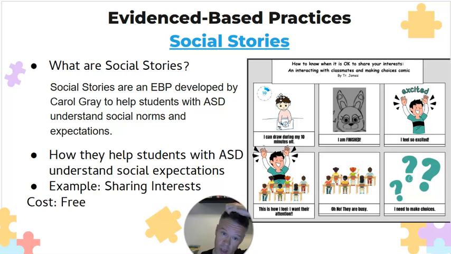The first one that we're looking at is social stories, and social stories are an EBP that was developed by Carol Gray to help students with ASD understand social norms and expectations. These narratives prepare learners for various situations, like transitioning from recess to class, by providing clear and predictable guidelines. Using social stories reduces anxiety and promotes smoother transitions, enhancing daily classroom experiences.